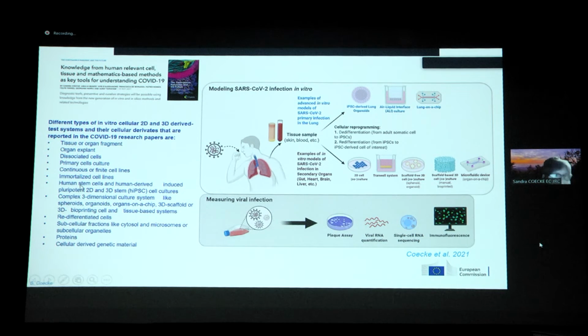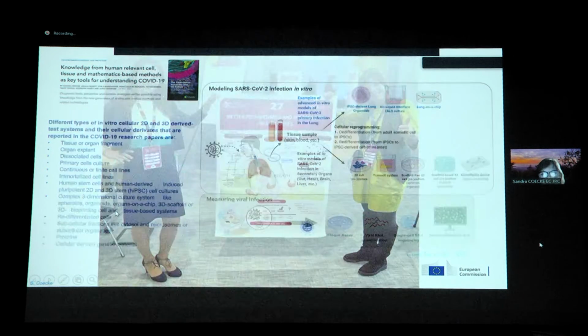And here you see the list that we put in our publication. It's now a book. There are 2 volumes. This is the book we have been contributing to with our chapter on human relevant cell, tissue and mathematical methods as key tools for understanding. But you see, they suddenly start to use all these methods. They start to use organ explants, dissociated cells, 2D, 3D, organ on a chip, whatever.